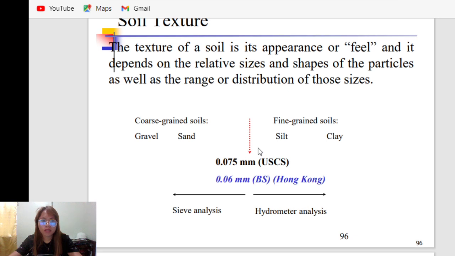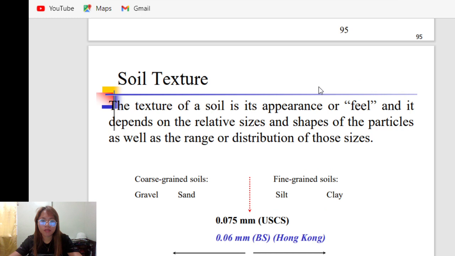So, the soil texture is its appearance or feel, and it depends on the relative sizes and shapes of the particles as well as the range of distribution of those sizes.